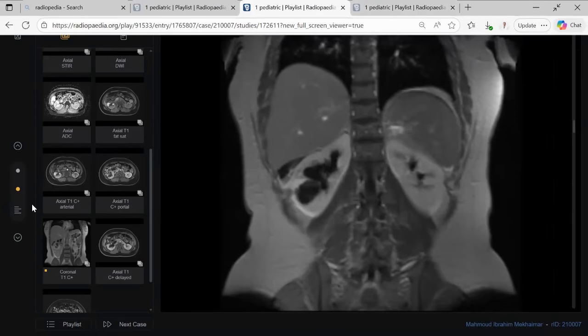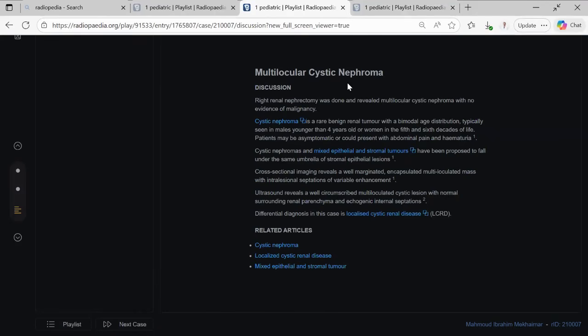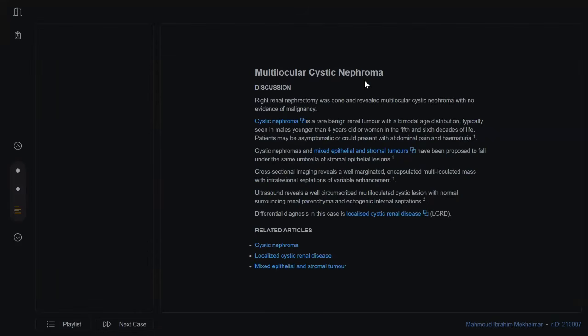Next candidate. My colleague's case was a Bosniak grade 3 lesion, and after biopsy it was proven to be a multilocular cystic nephroma. By the way, we have two atypical but common pictures of RCC. Number one, the hypoenhancing renal mass which is not clear cell; it is a papillary type of RCC, which I think is very common.